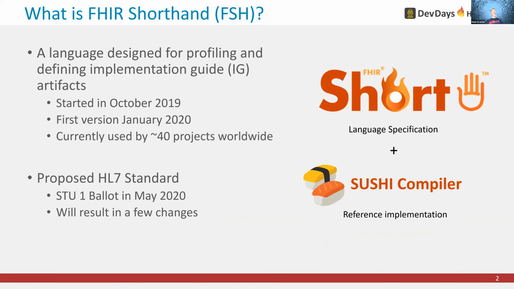So what is FHIR Shorthand? It's a language that's been designed for profiling and for creating implementation guides. And there's a new project. We only started in October of 2019 putting pen to paper. We got out an early version in January. Now we've been on the ballot, May. We're currently used by approximately 40 projects that we know about worldwide. Shorthand is the specification, and I'll also talk about Sushi, which is a reference implementation of a language compiler.